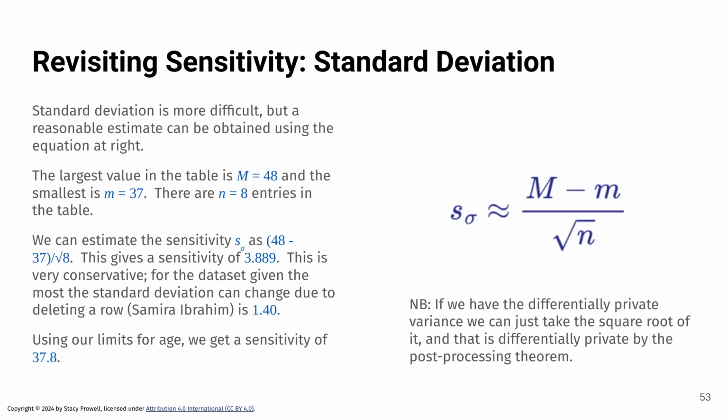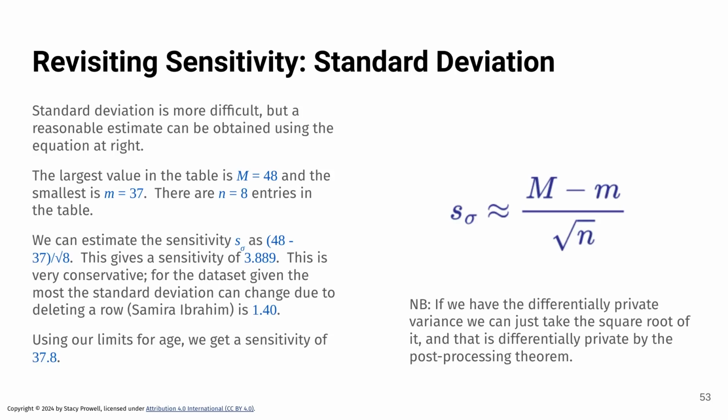Standard deviation. Same problem, except more so. The mean is convenient because we can just look at the values themselves. Standard deviation requires us to think about how the values distribute around the mean. So now we have this sort of second order problem, which makes sense because it's a second order statistic. And we tend to use what you see over on the right there: the maximum minus the minimum divided by the square root of n. And so for what's in the table, we could plug in 48, that's our maximum age in the table, 37, that's our minimum, and 8 is the number. When we do it that way, we wind up with 3.889. It's a higher sensitivity because we're taking the square root of n, and so that results in a smaller number on the bottom and a larger overall value.